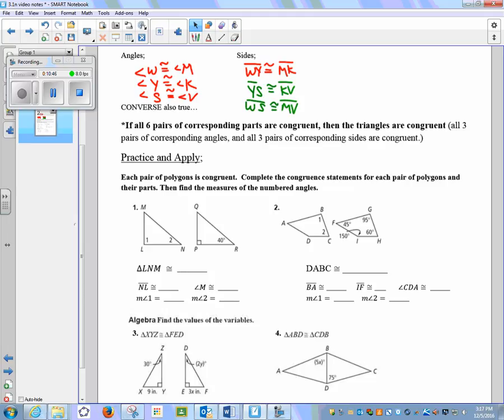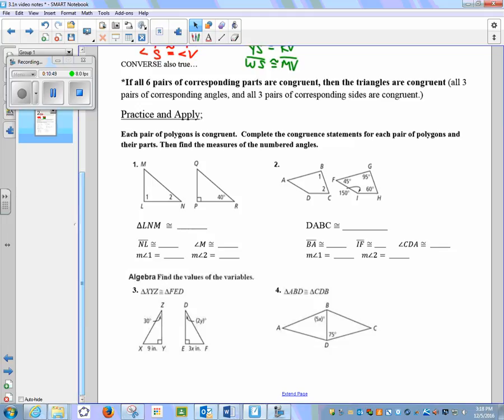When we look at this little practice here, we're talking about writing the congruent statement. Remember, order matters. So number 1 here, they're telling us that these two triangles are congruent. So if we're using L, N, M in that order, what corresponds with L? It would be P. What corresponds with the second one, N? That would be R. And then the last one is M. That corresponds with Q. So you got to make sure you put it in that order.